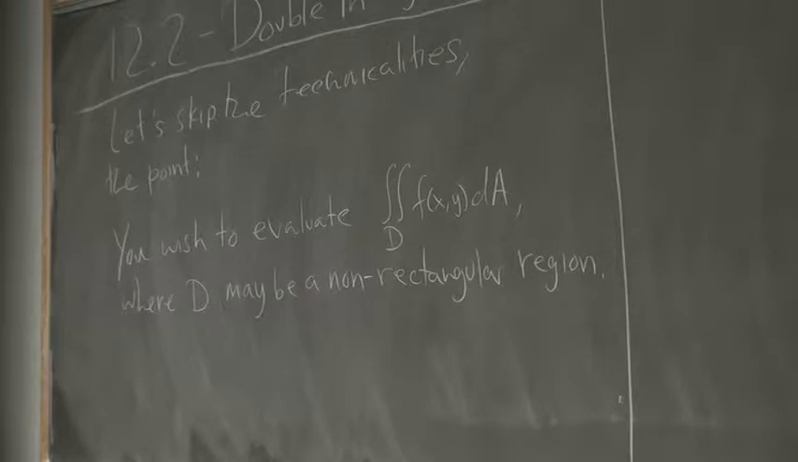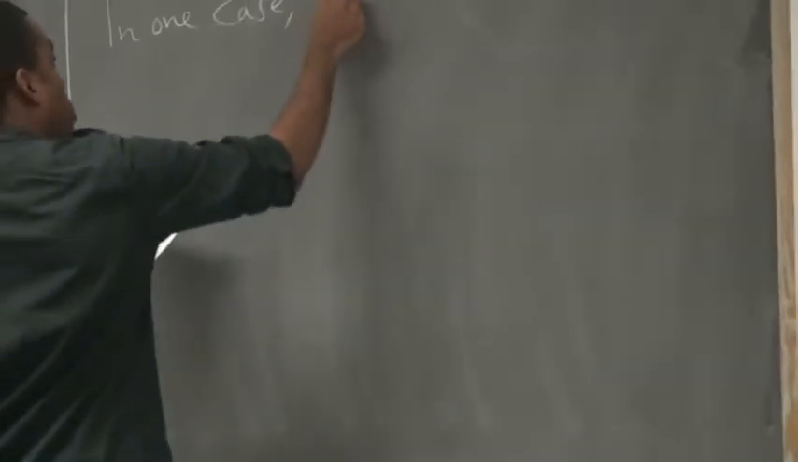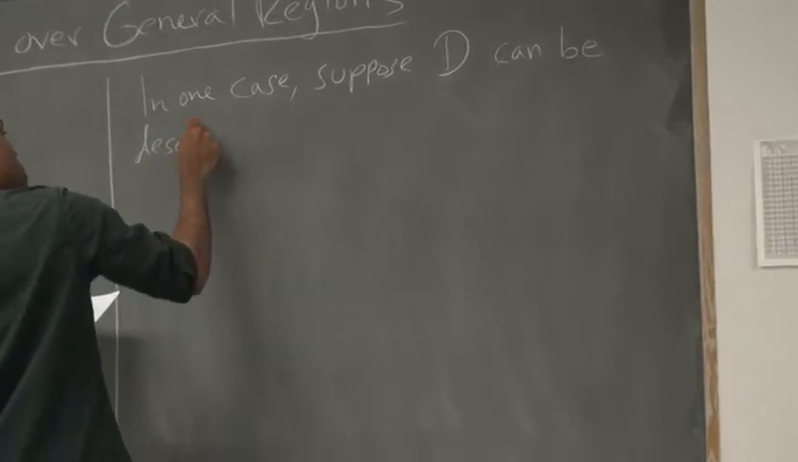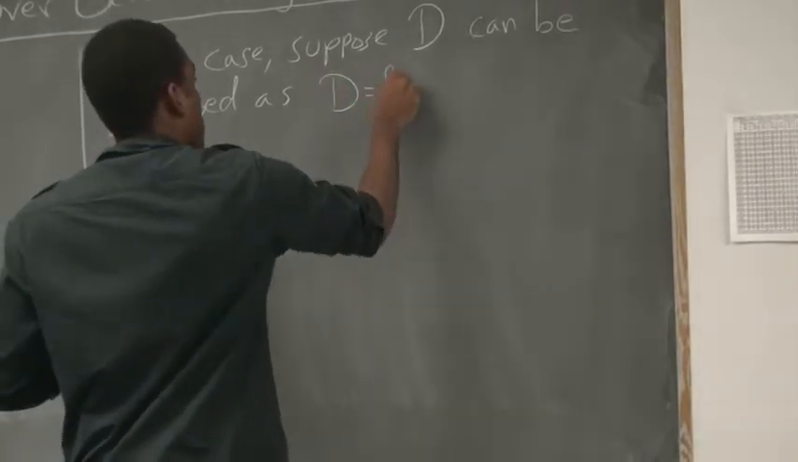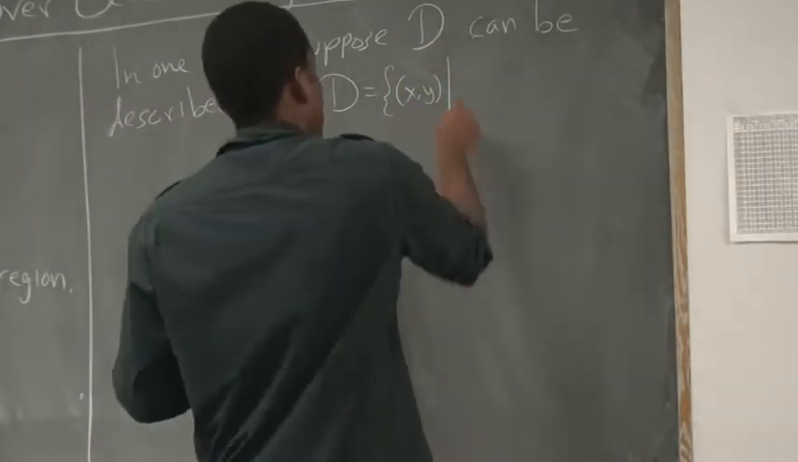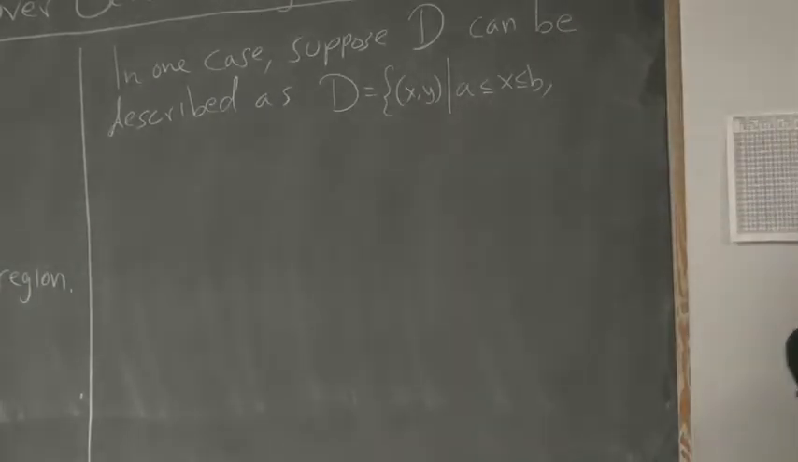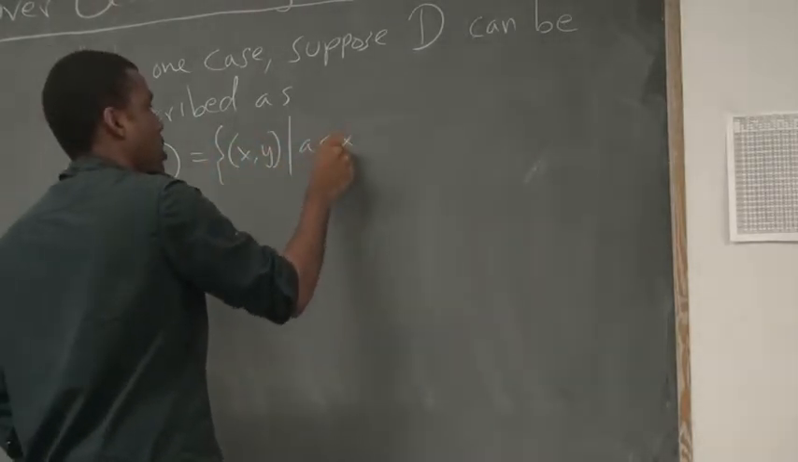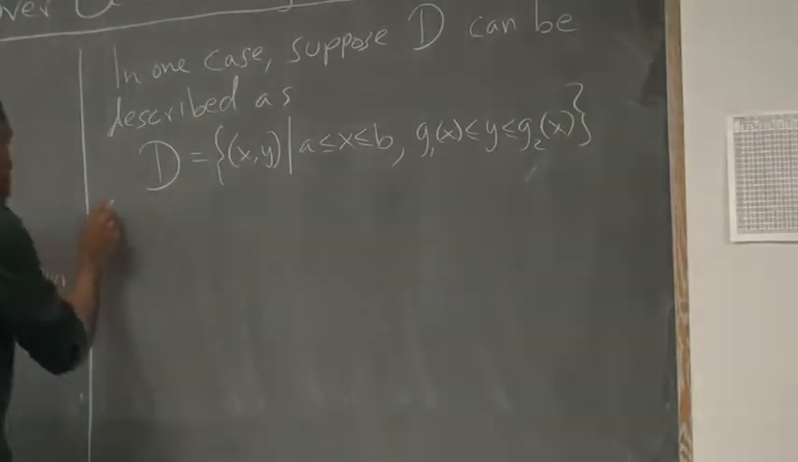So your book actually breaks these up into types, like a type 1 or a type 2, but I don't really care if you know what type something is, just know how to set it up. In one case, suppose D can be described as such that, let me write that where I have more space to write, i.e.